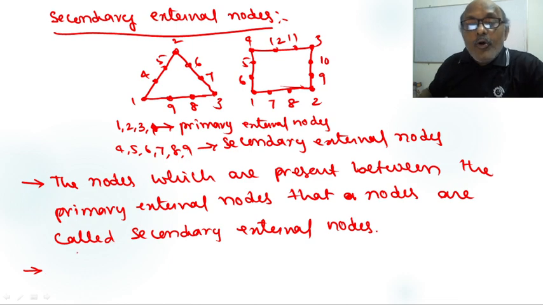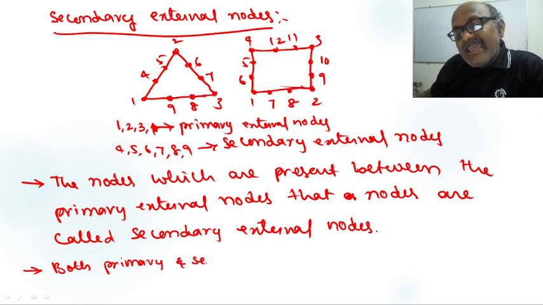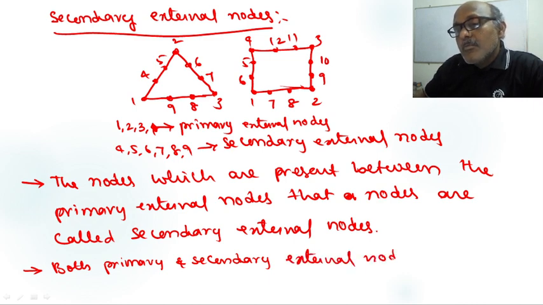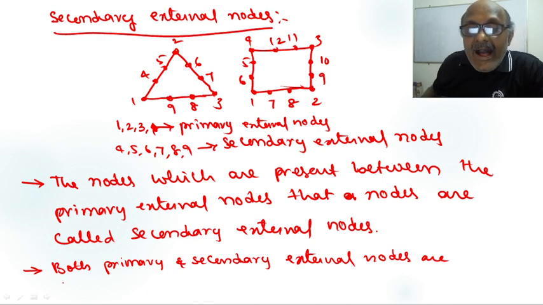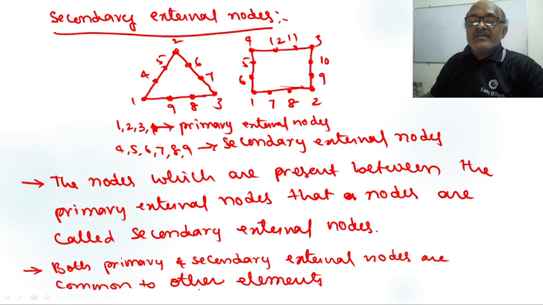Okay. So both primary and secondary external nodes are common to other elements. Common to other elements, my dear students. Next one.